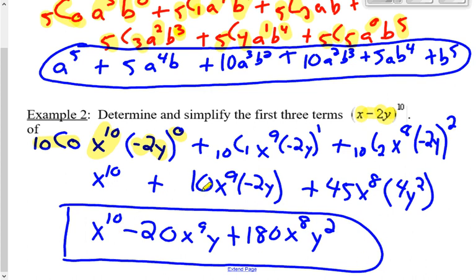Almost finished. We can do some cleaning up here. What's 10 times negative 2 here? That's where we got the negative 20. 45 times 4 was the 180. So there would be the expansion, which in this case, we only needed the first 3 terms as well. So definitely a lot faster than writing this out 10 times, foiling it, and then collecting like terms and figuring out the first 3 terms.